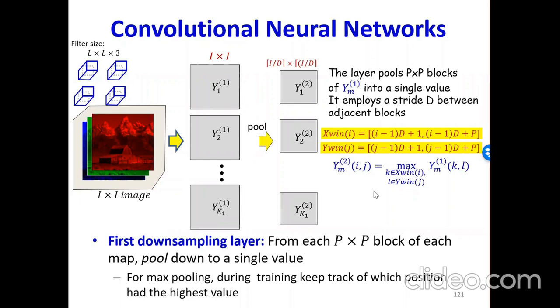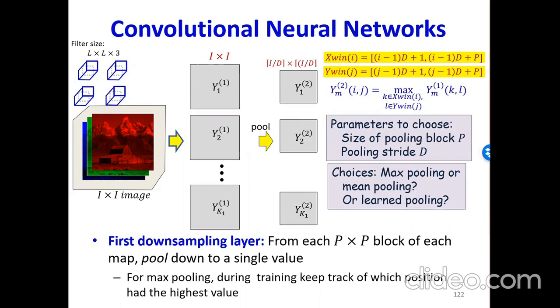And now, to compute the ijth value in this pooled map, you're going to go forward by i minus 1 strides in the horizontal direction, j minus 1 strides in the vertical direction to get to the current position. And from that position, you're going to look at a P cross P region and pick the maximum value there. So the parameters to choose are the size of this pooling block, P cross P, and the pooling stride. You may also have to decide whether you're performing max pooling or mean pooling or learned pooling.